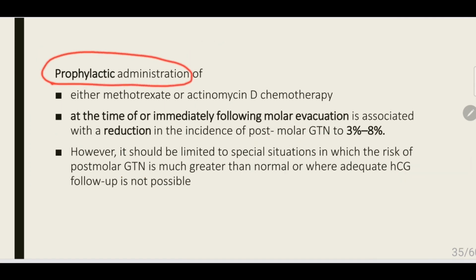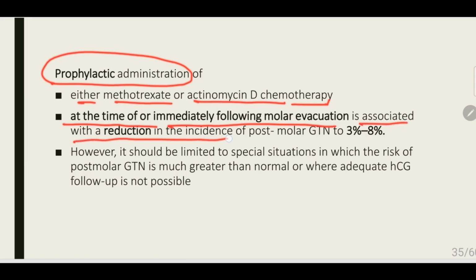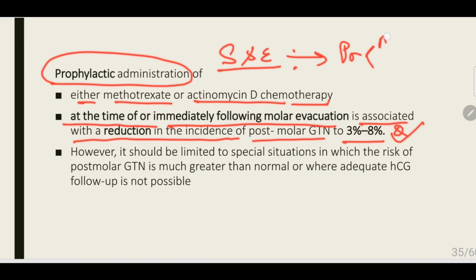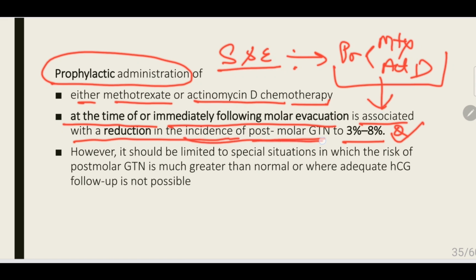Prophylactic administration of either methotrexate or actinomycin D chemotherapy in a molar pregnancy at the time of or immediately following molar evacuation is associated with a reduction in the incidence of post-molar GTN of 3 to 8%. That is, you do the suction evacuation and after that you give prophylactically either methotrexate or actinomycin D. So this prophylactic dose will decrease the incidence of post-molar GTN by 3 to 8%.